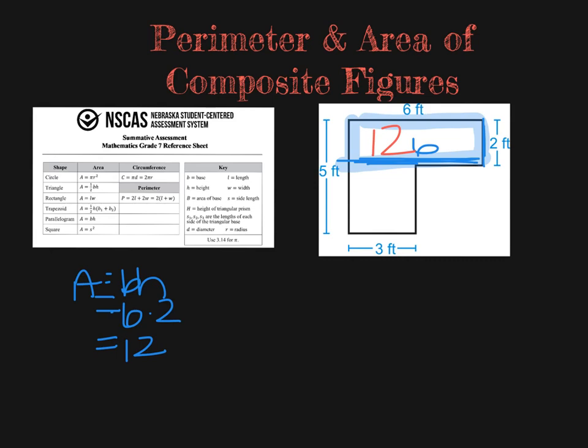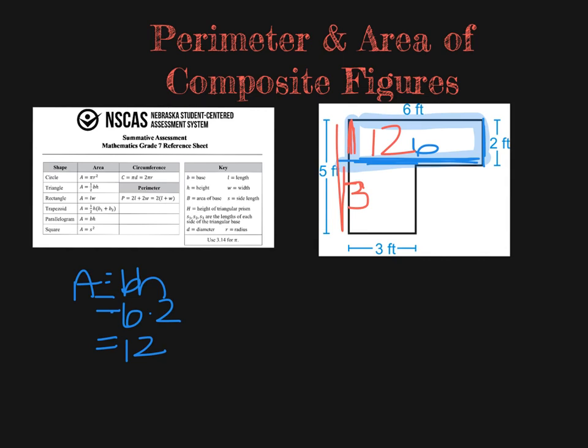Now let's look at the other piece. So first, I know that the side on the left is 2. So I've already accounted for that. But I know that the whole piece down here is 5, which leaves me with 3 left.